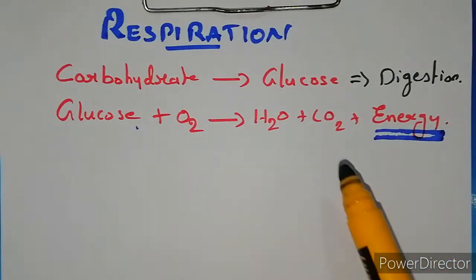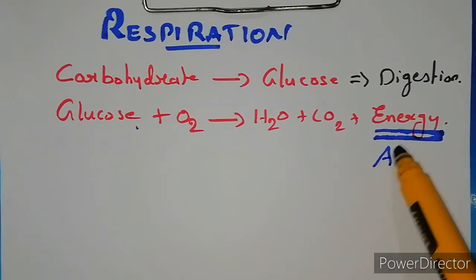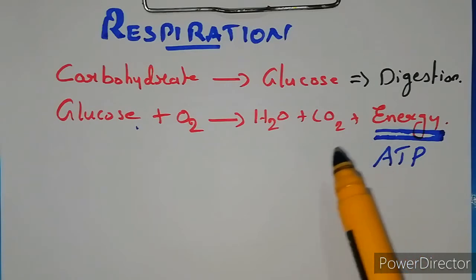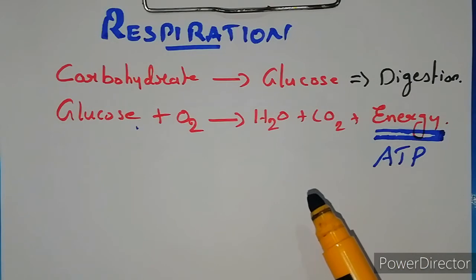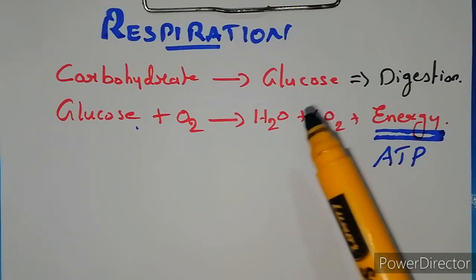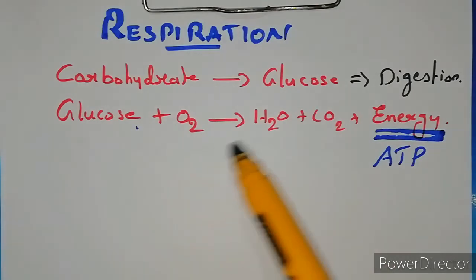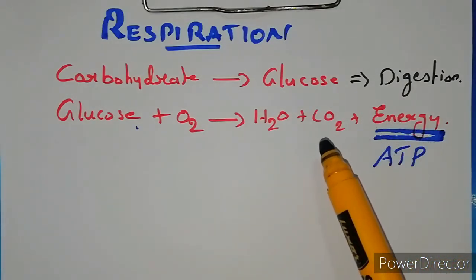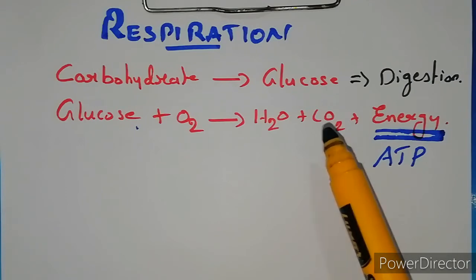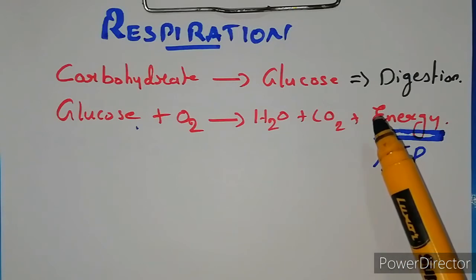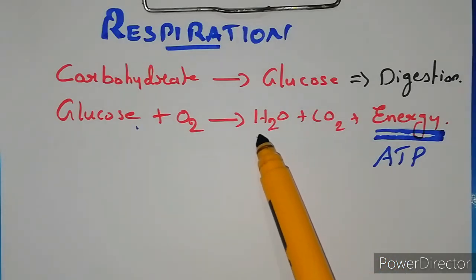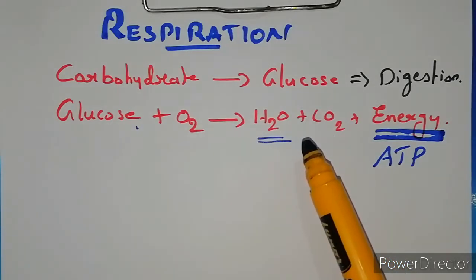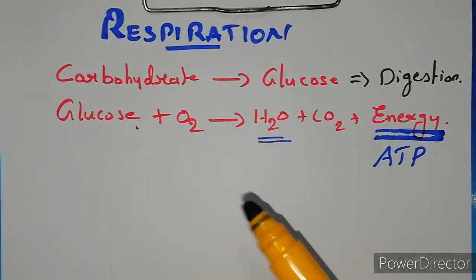Have you got energy? The energy will be in the form of ATP. Along with this, as a waste product, carbon dioxide is also produced. This is toxic to the body, hence it should be eliminated. So through breathing we inspire oxygen, the oxygen reaches the cells, and there it produces energy. Along with it, the toxic substance carbon dioxide is produced, and this must be eliminated through the same respiratory system. That is respiration. Meanwhile, water is also produced during this process.